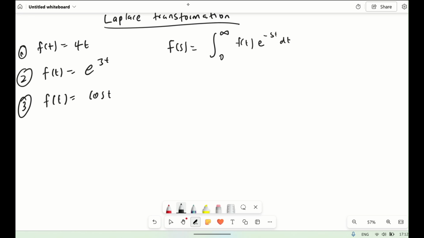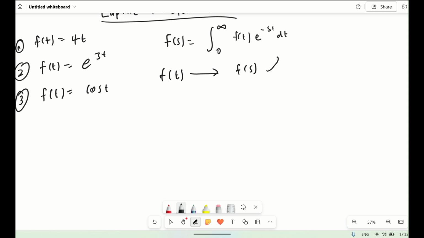Welcome to my videos, and today we'll be doing Laplace transformations, and we'll be solving Laplace transformation using first principles. So what Laplace is, we'll be transforming an equation of f of t into f of s, and we'll be doing it using this formula above. So without wasting any time, let's solve that.